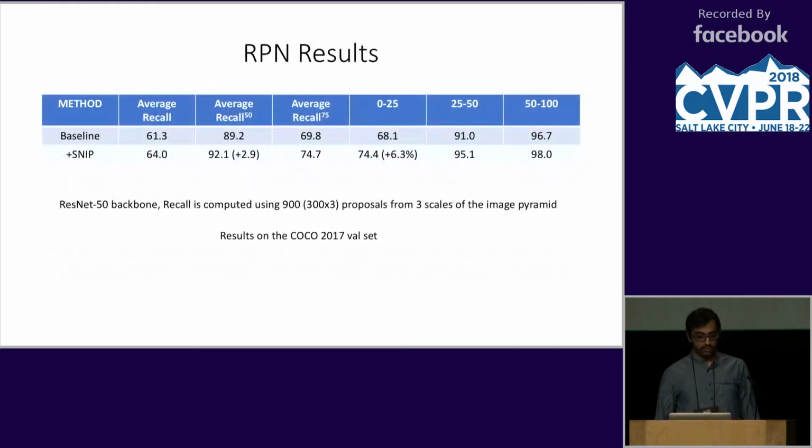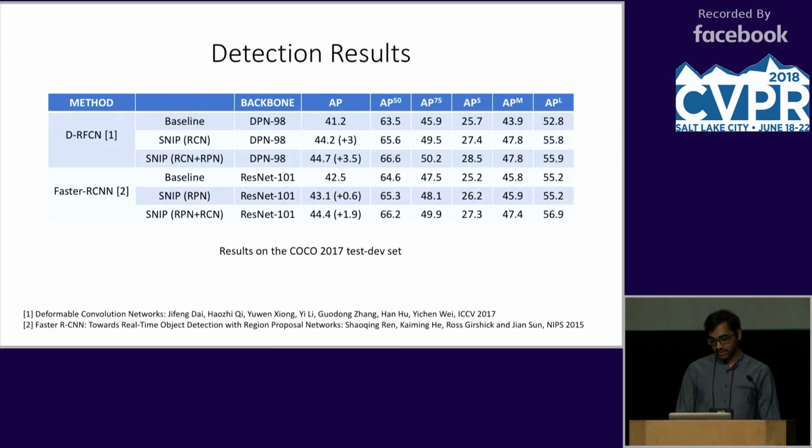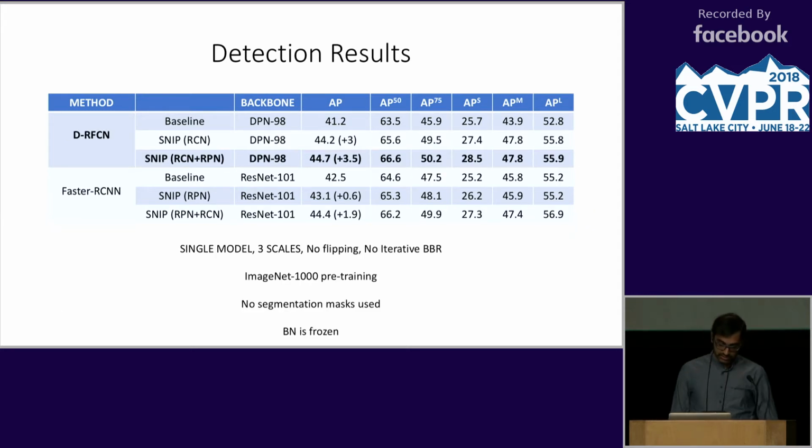So let us look at some of the results. For training RPN, we obtain a 6.3% improvement in recall for 0 to 25 pixel objects. And at 50% recall, we get a 2.9% improvement for average recall. We also present results for object detection on the COCO 2017 test dev set. And we get a 3.5% improvement for the deformable RFCN detector. And for Faster RCNN, we get 1.9%.